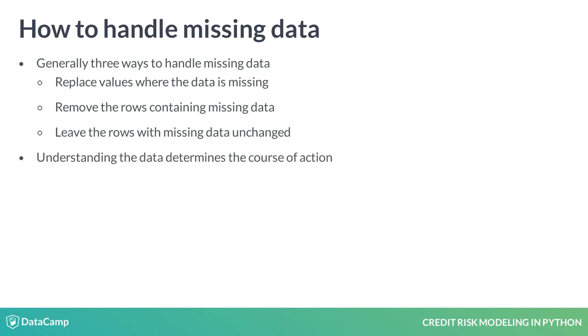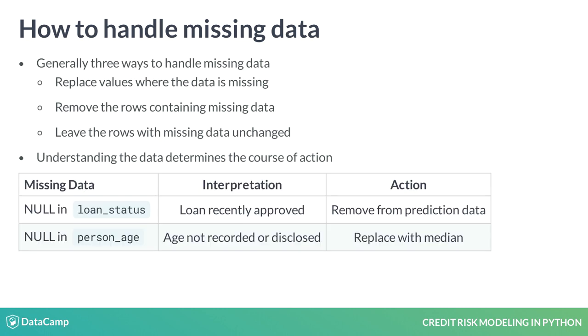Understanding the data will direct you towards one of these three actions. For example, if the loan status is null, it's possible that the loan was recently processed in our system. Sometimes there is a data delay and additional time is needed for processing. In this case, we should just remove the whole row. Another example is where the person's age is missing. Here, we might be able to replace the missing age values with the median of everyone's age.